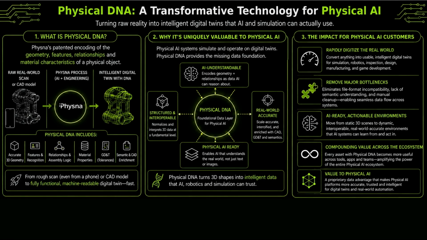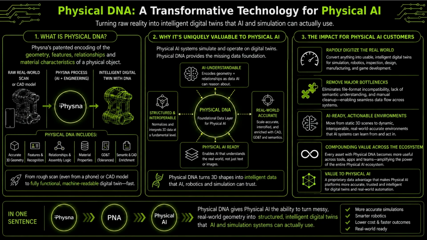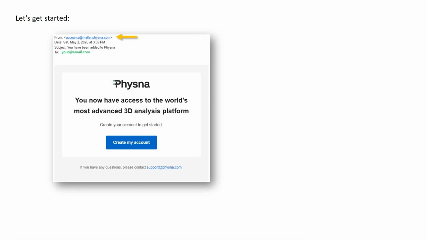You can also make predictions based on a deeper understanding of objects through their geometries, features, relationships, and material characteristics. This quick start training is designed to help you experience firsthand the power of Physna's physical DNA in under 10 minutes. New users begin by receiving an email to create an account.